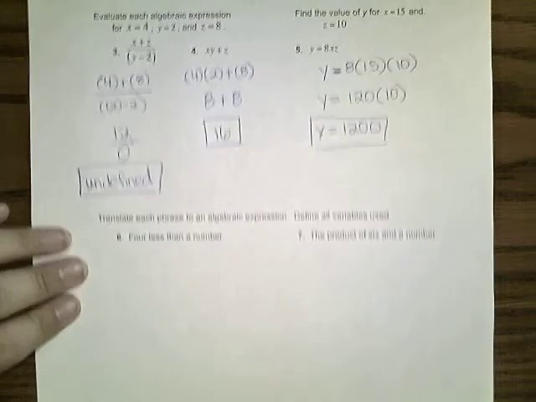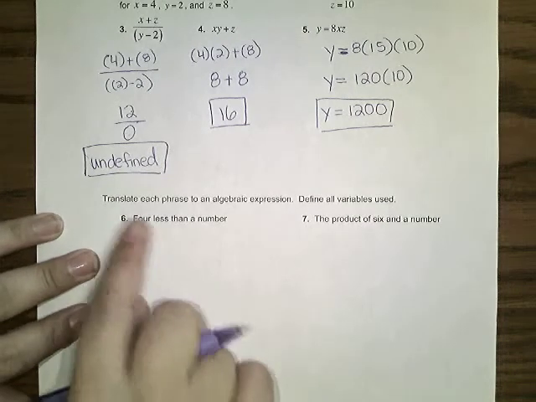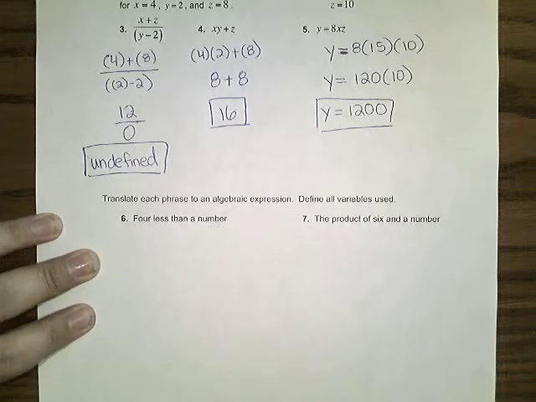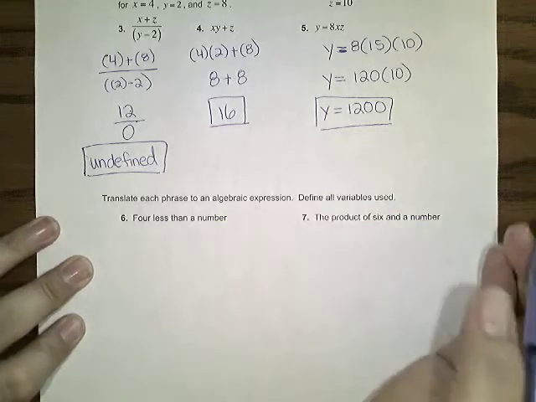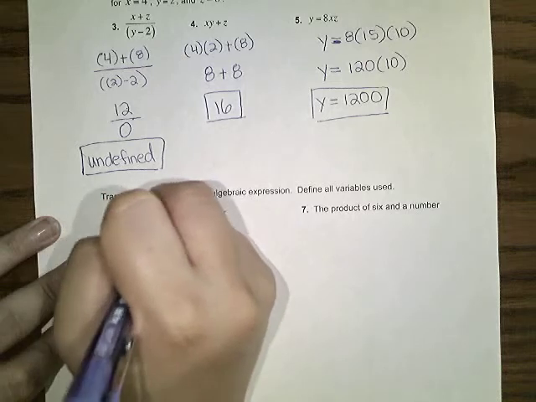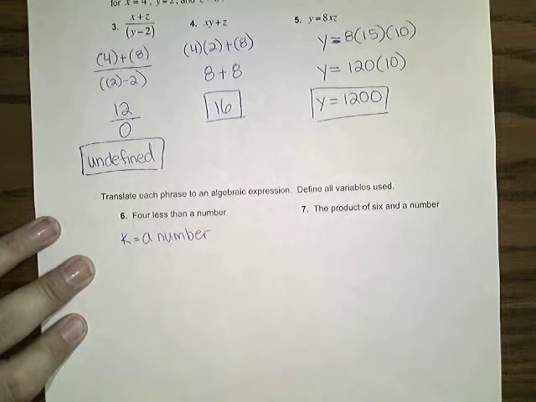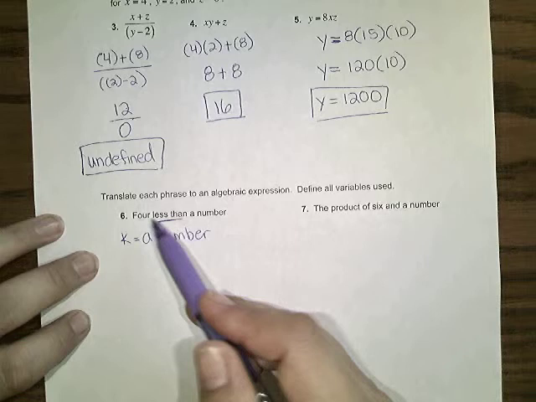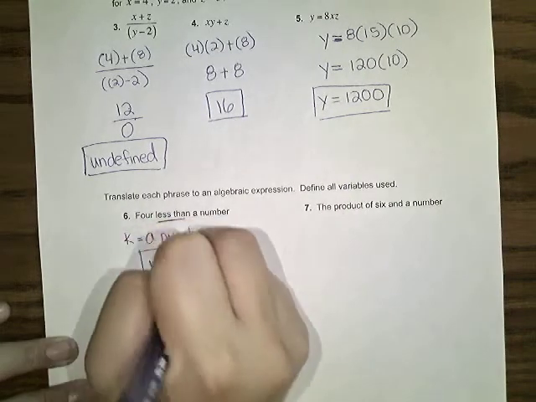And then finally, our last translating, define all variables. 4 less than a number. Again, we want to define our variable. We could say, let's see, we haven't used k. So we'll say k is a number. 4 less than a number. And we talked about this less than phrase when we were dealing with the president's age. Remember, this less than tells you, hey, go in reverse. So k minus 4.